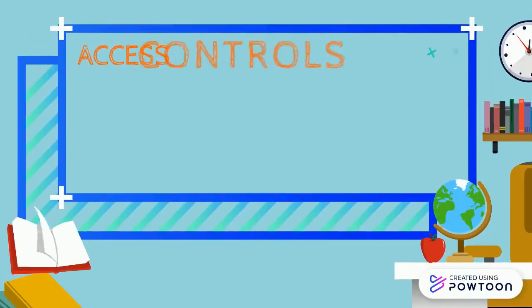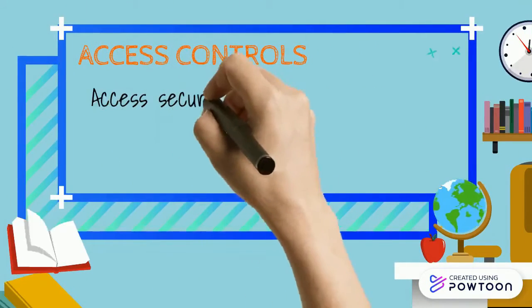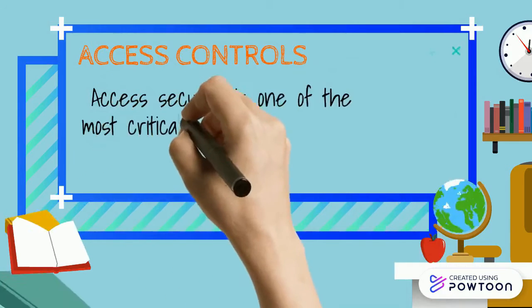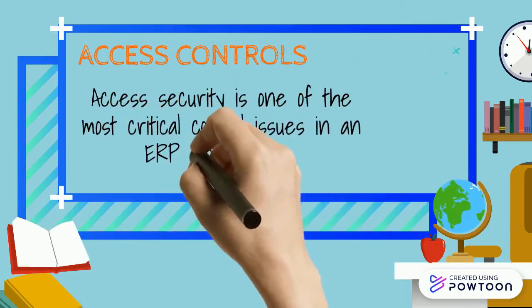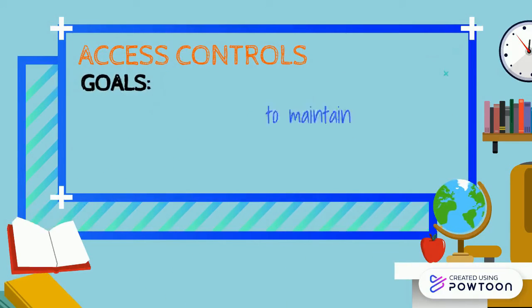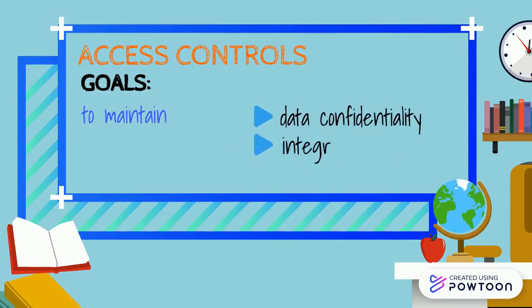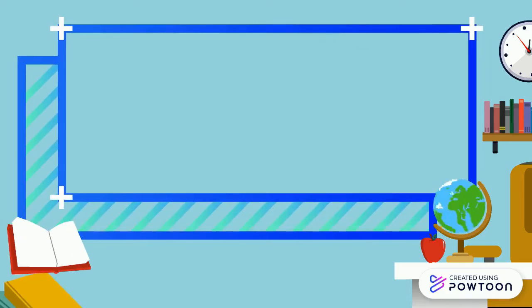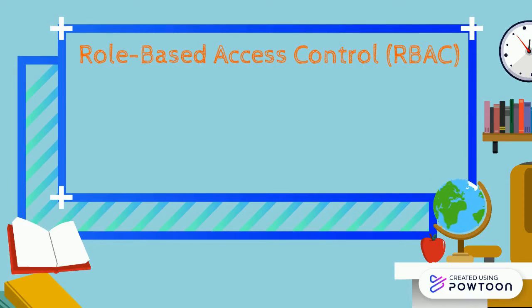Next is about access controls. Access security is one of the most critical control issues in an ERP environment. The goal of ERP access control is to maintain data confidentiality, integrity, and availability. There is role-based access control, or RBAC.